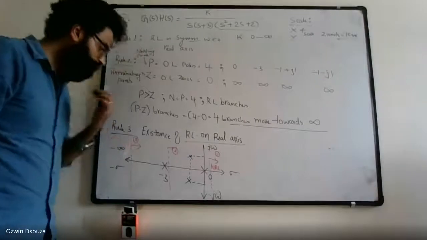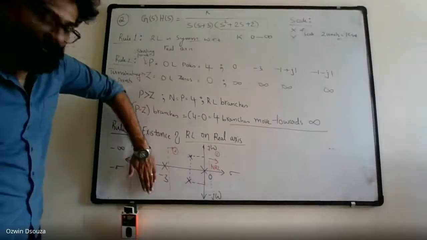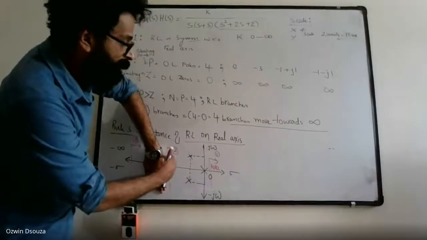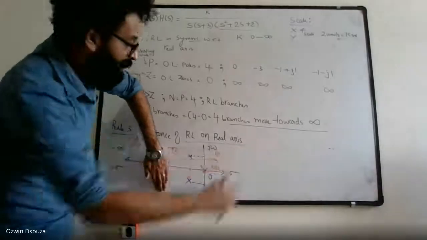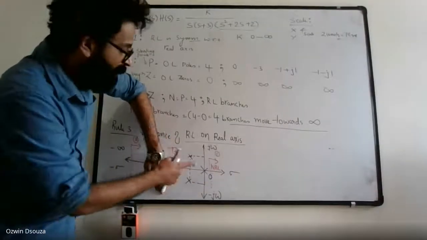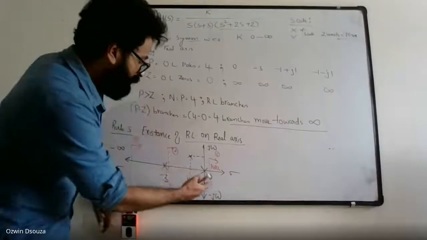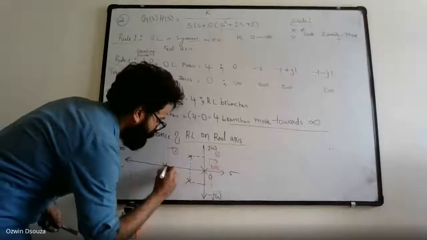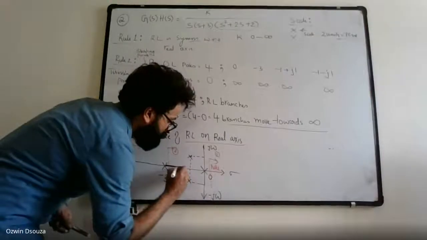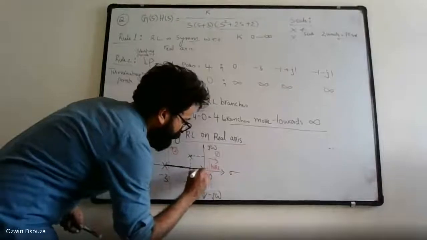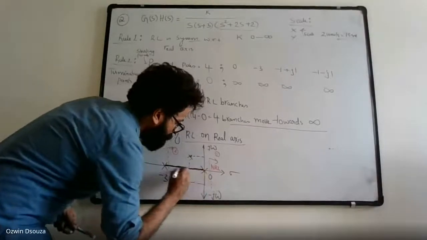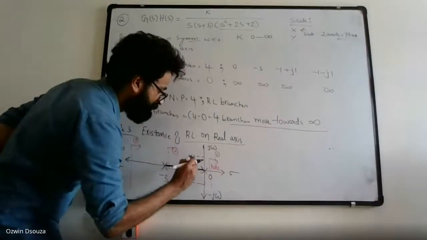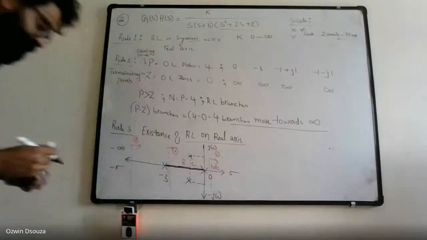Next, we have a real root at minus 3. So cover this minus 3 and count how many poles and zeros are lying on the real axis. Only 1, right? So 1 is an odd number. So between 0 and minus 3, there exists a root locus. So what we can do is draw a thick line. The thick line indicates that there is root locus between 0 and -3. Okay.